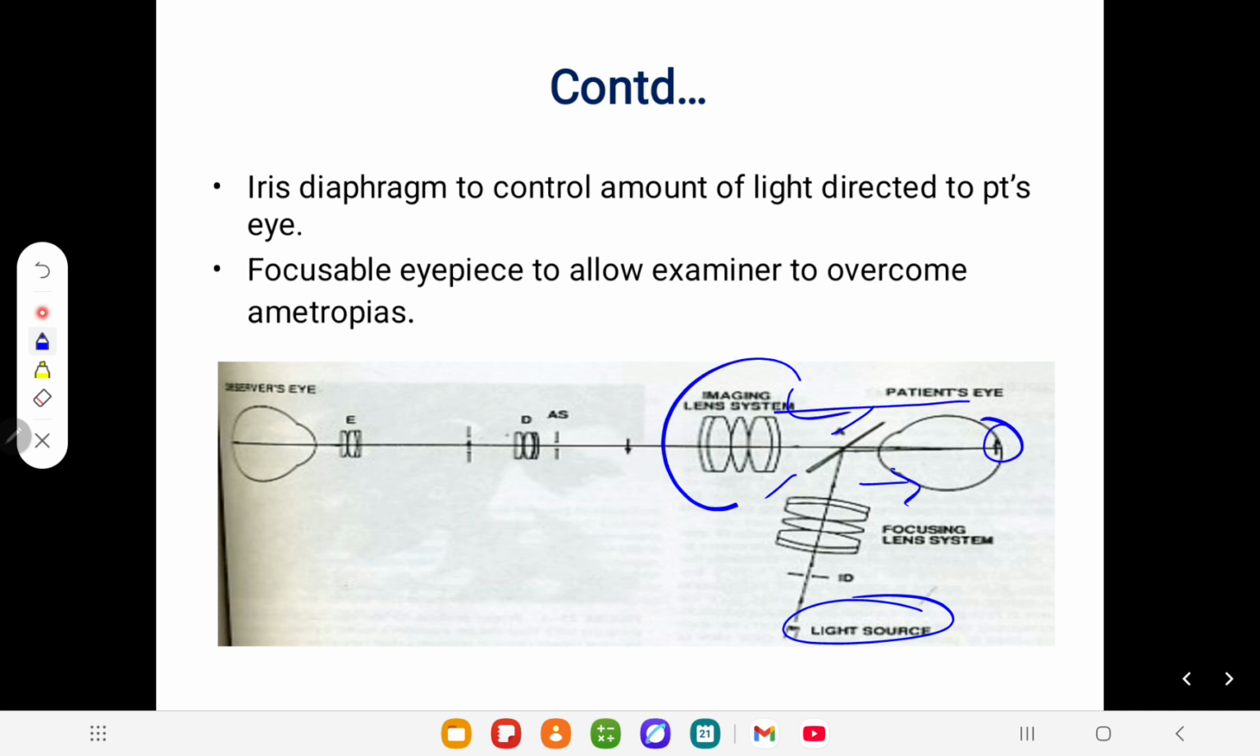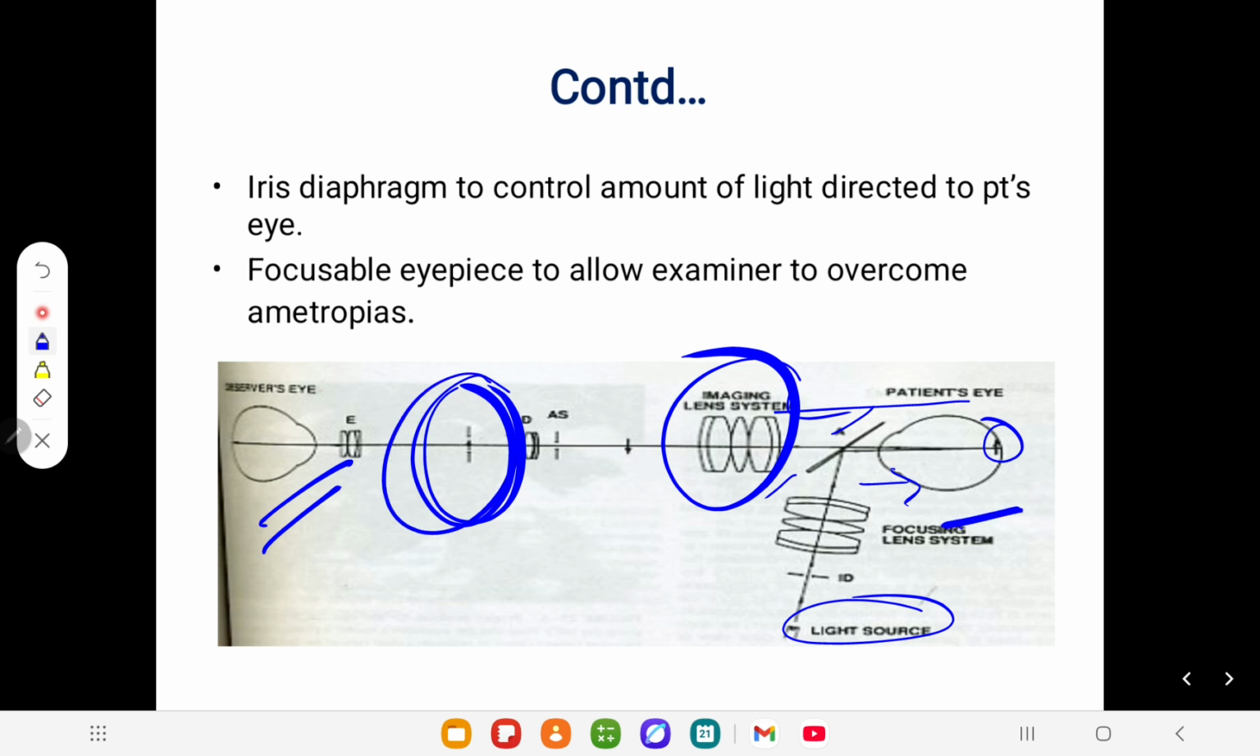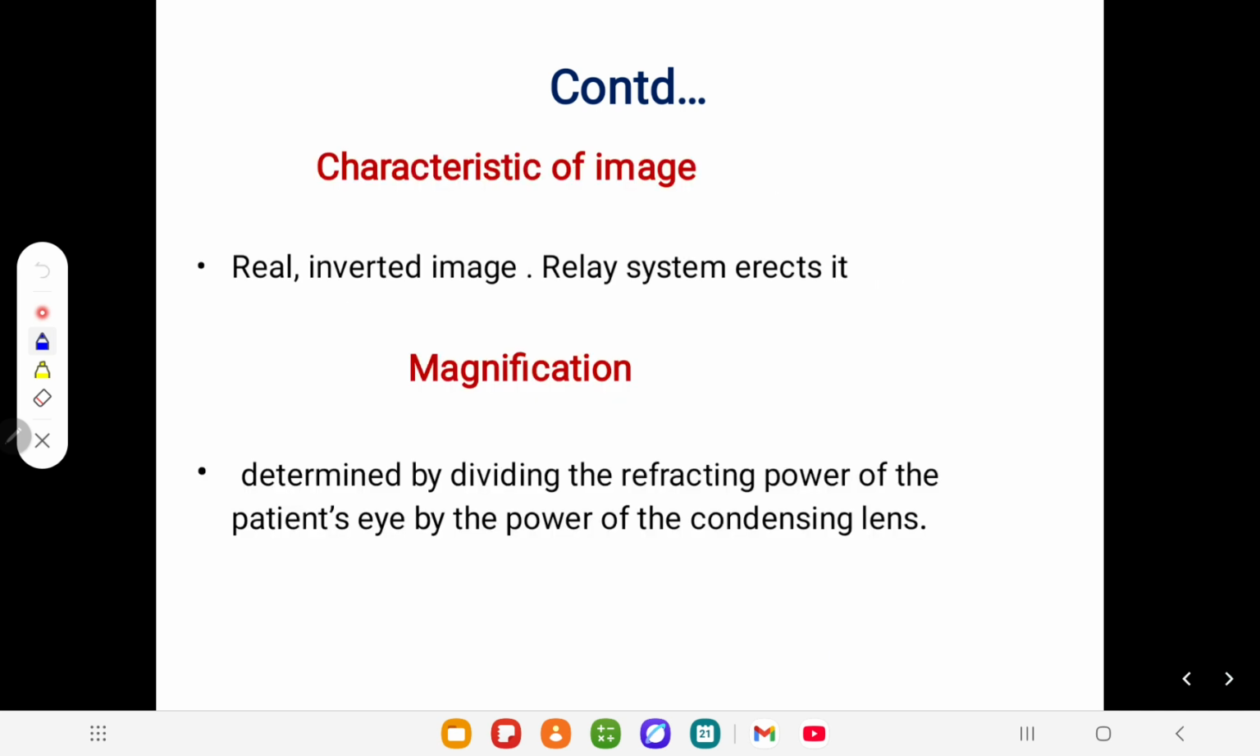From the retina, light comes, and this condensing system creates the image somewhere between the observer's eye and the patient's eye. We focus on this not directly but indirectly, on the retina's image, and that's why it's called indirect ophthalmoscopy. Basically, characteristics are made by the plus lens, which is why it is a real, inverted image, and the relay system.